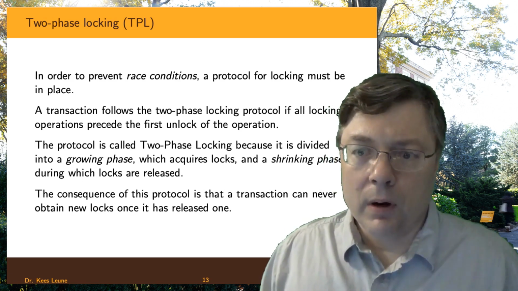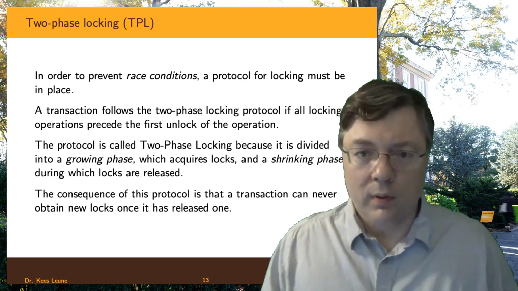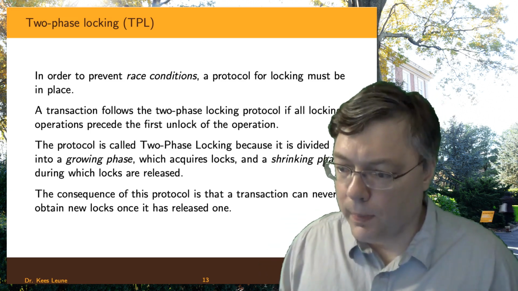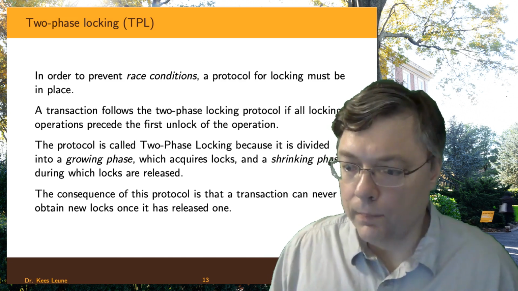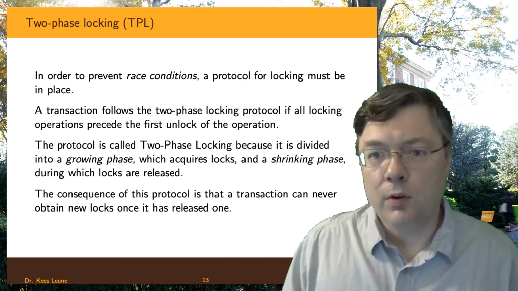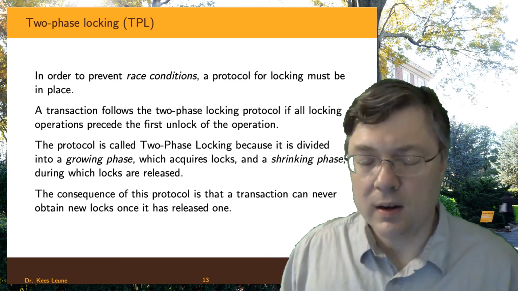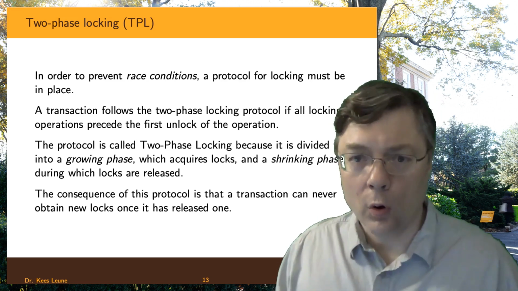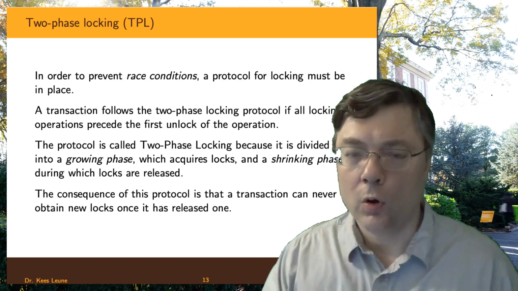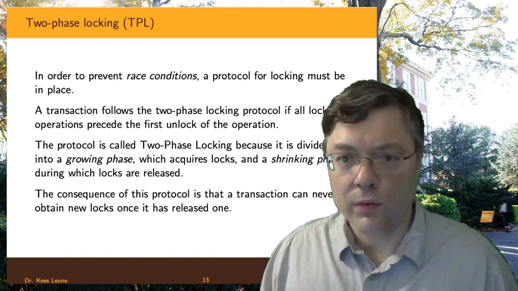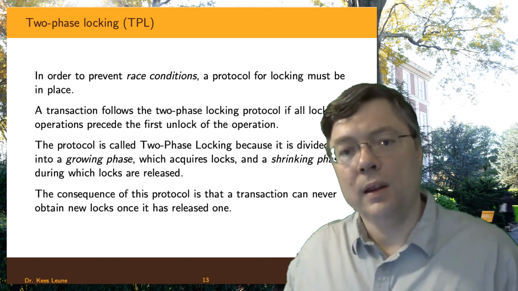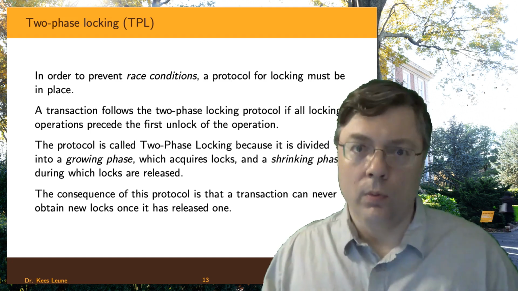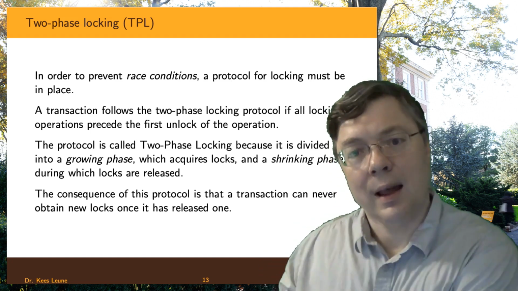Locking leads to some other problems called race conditions. So we have to have some form of a protocol in place, and that's called a two-phase lock. Basically it means that we have a growing phase and we have a shrinking phase. In the growing phase, you first collect all of your locks, so you make sure you lock all of your data, you do whatever you need to do, and then you release all of your locks. So lock first, release last.